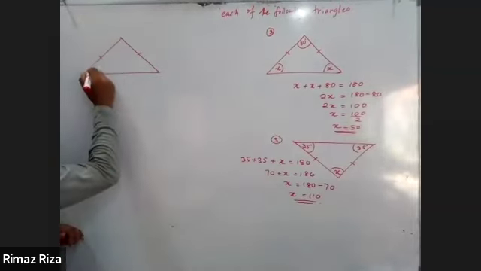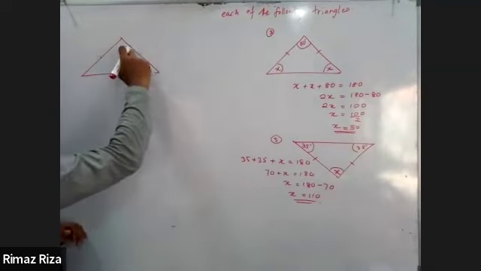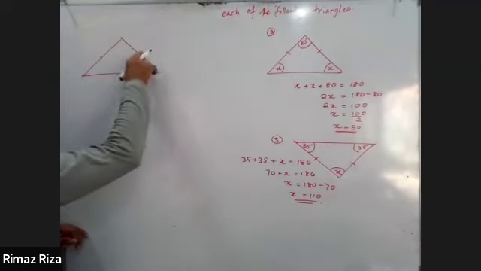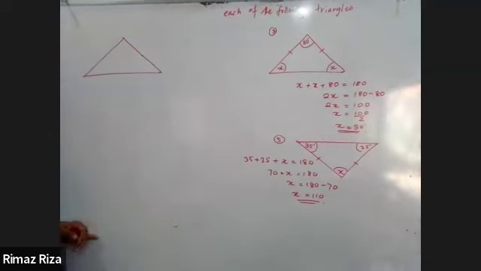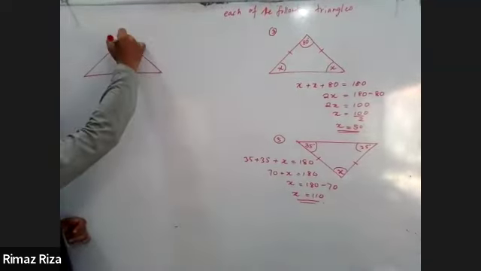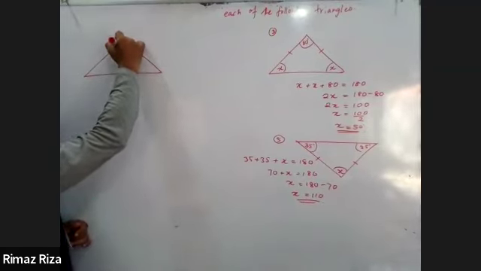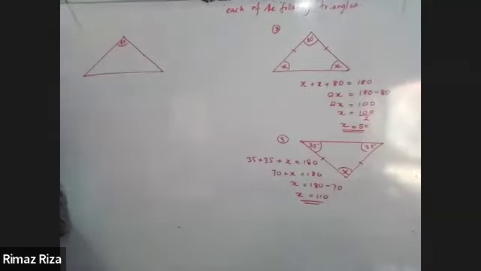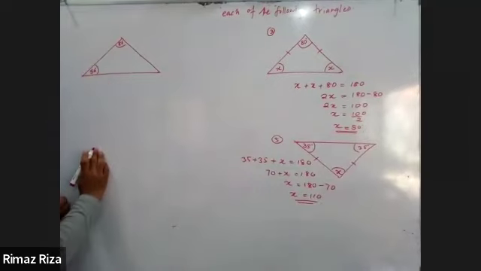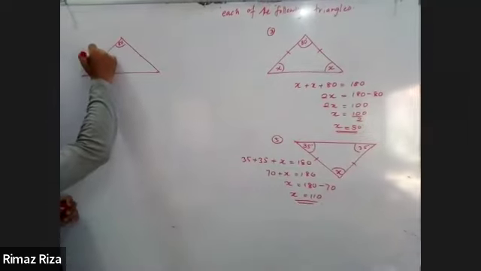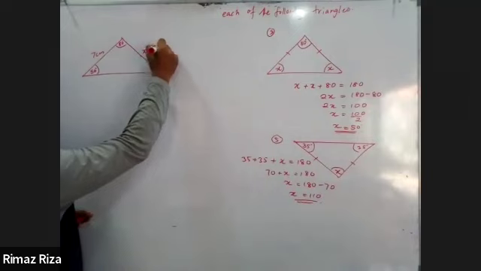Now, for example, let's say you have a triangle. So I say this angle is, for example, 80, and this angle is 50. This length is 7 centimeter. And what is x?